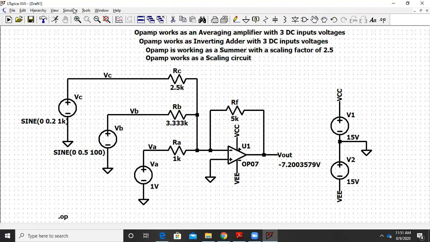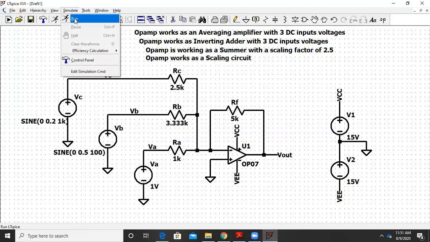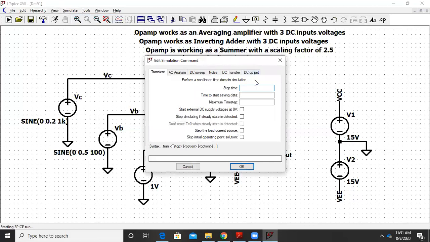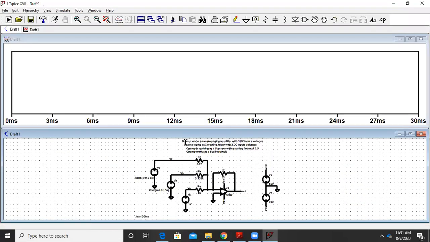So let us simulate this and check what we are supposed to get. First of all, we have to remove the .op, because now it will be a transient analysis. So we'll go to simulate, go to run. It will ask for the stop time. We can give it around 30 milliseconds, and we'll click on OK. And we will check the inputs first.